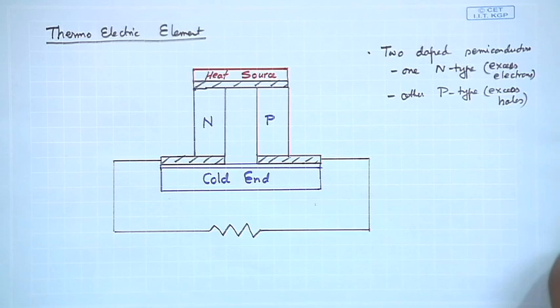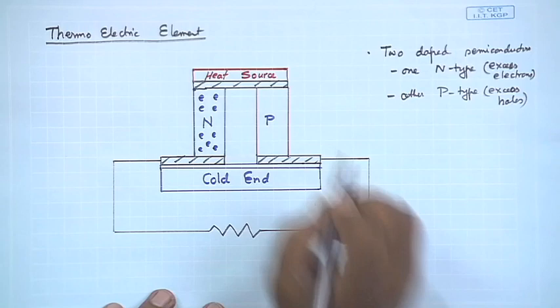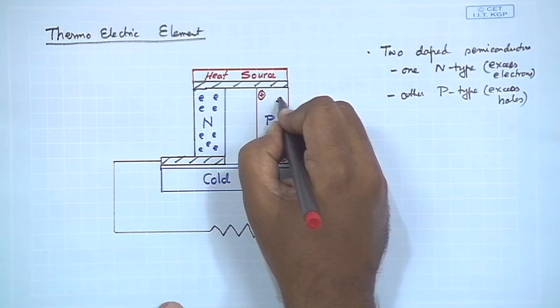In the n type, we have additional electrons, which I will write as E, and in the p type, we have holes, which I am going to denote with plus signs.